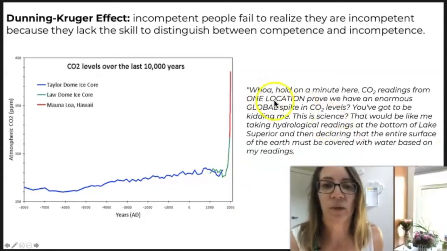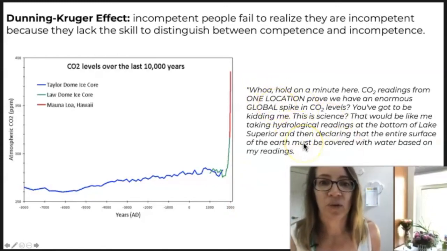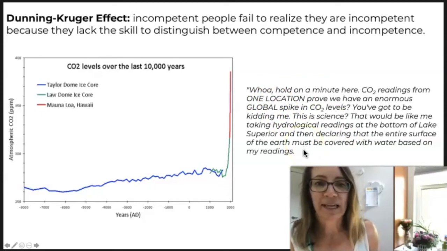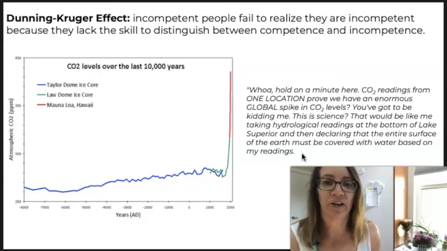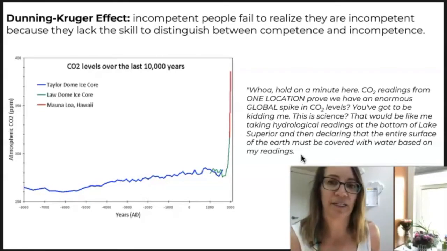And one of the comments was, whoa, hold on a minute here. CO2 readings from one location prove we have an enormous global spike in CO2 levels? You've got to be kidding me. This is science? That would be like me taking hydrological readings at the bottom of Lake Superior and then declaring that the entire surface of the earth must be covered with water based on my readings.